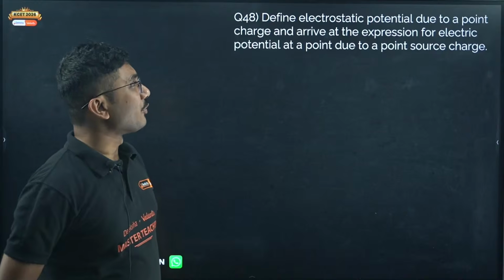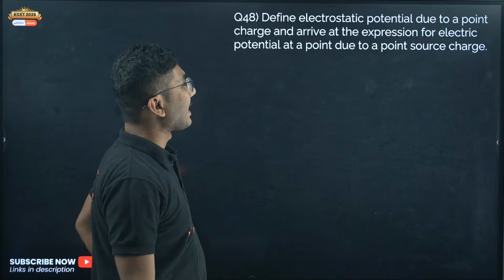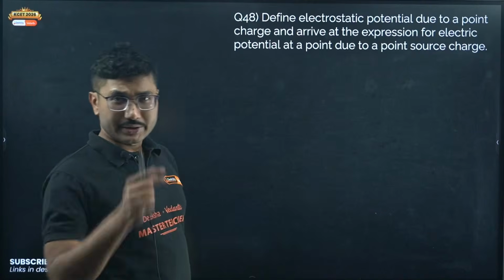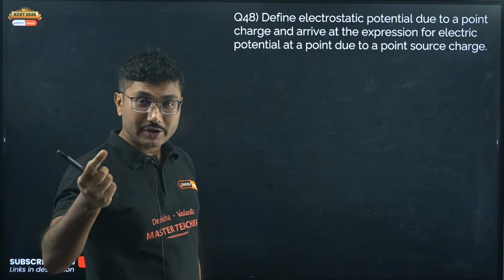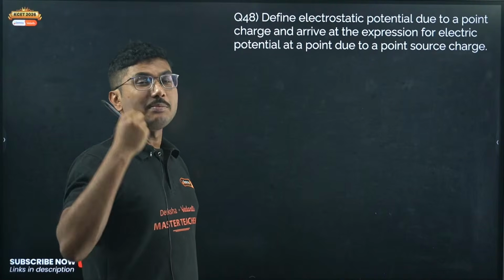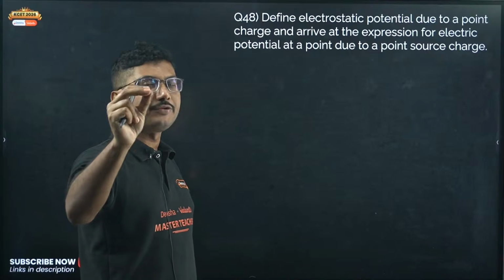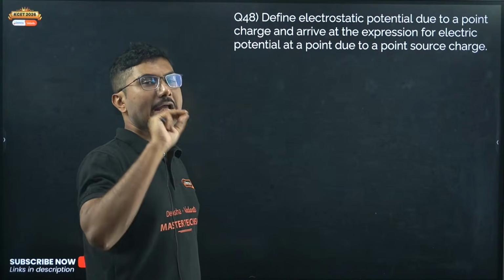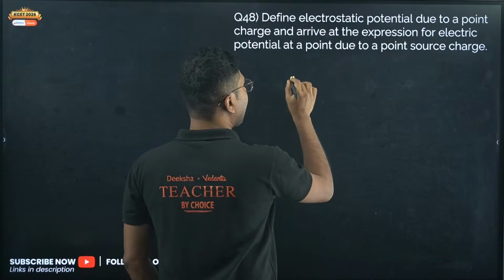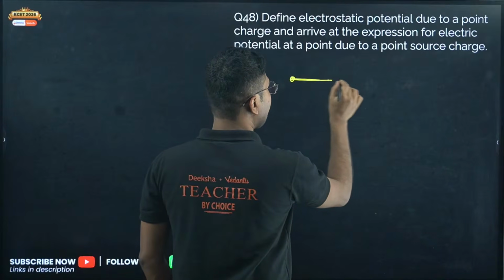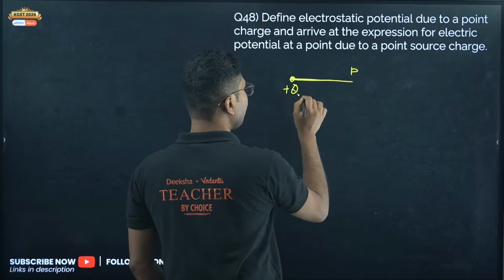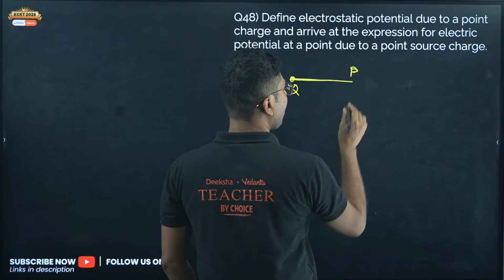Define the electrostatic potential due to a point charge and arrive at the expression for electric potential at a point due to a point source charge. This derivation is also important. What is the definition of electrostatic potential due to a point charge? Work done to bring a unit positive test charge from infinity to a point in electric field is called the potential of that point. So we will apply that definition to find the potential at a point, say P. So this is our source charge, capital Q. We are trying to find potential at this point P.